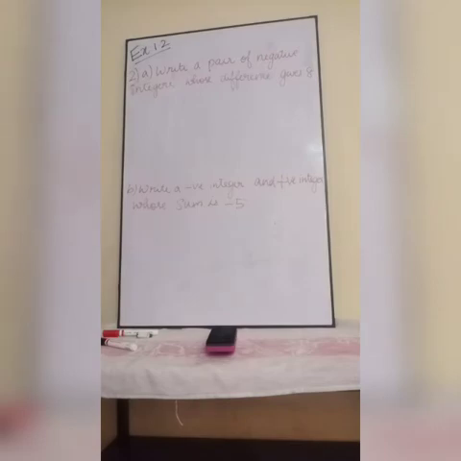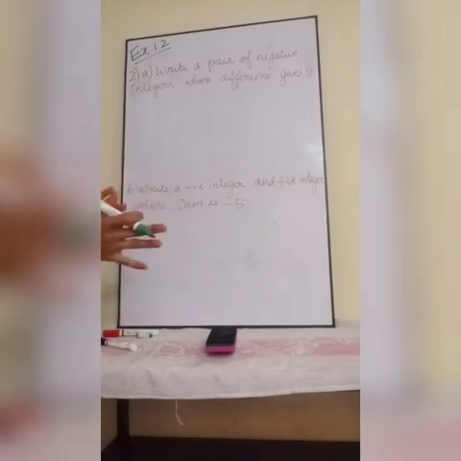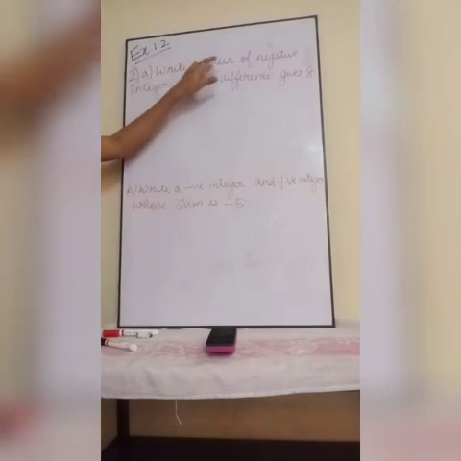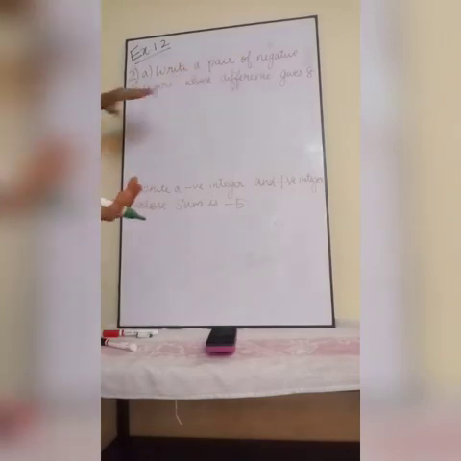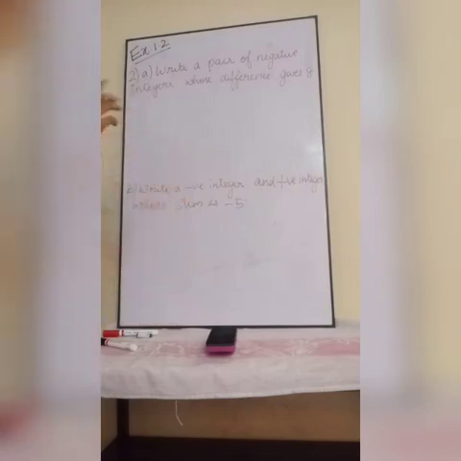Okay. A question, write a pair of negative integers. In the first question what they gave, write down the pair of integers. It can be positive also, negative also, no problem. Then if you do the sum, you will get some result. If you do the difference, you will get some result. But here, write a pair of negative integers. So the two numbers should be negative integers.